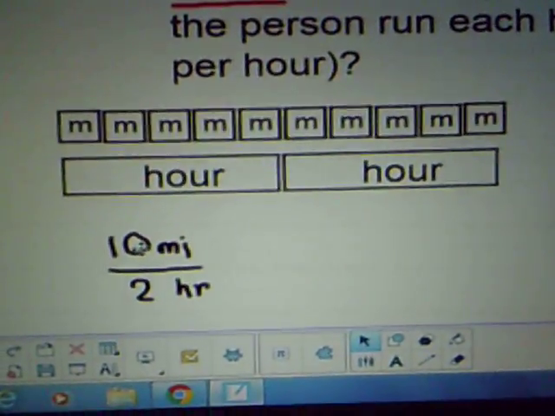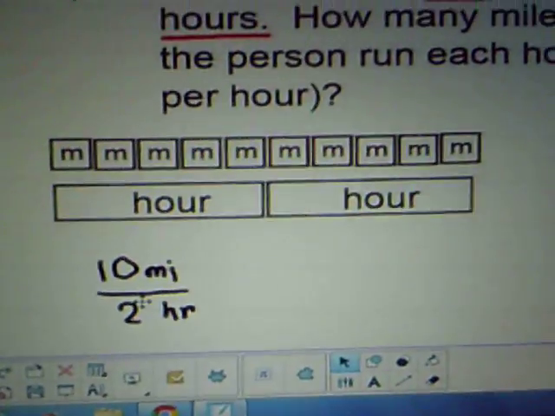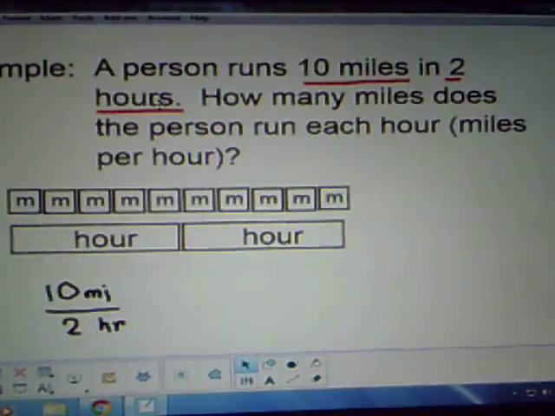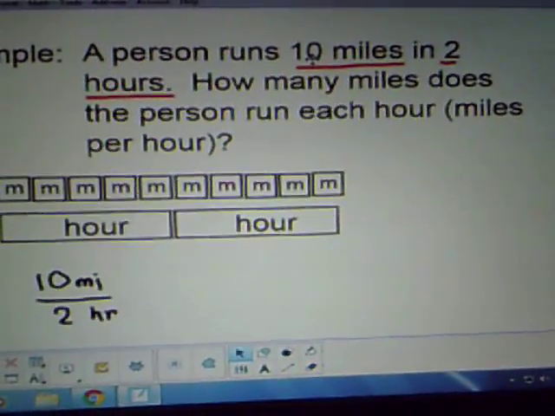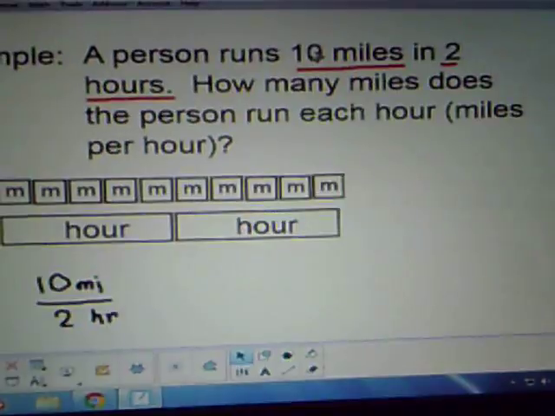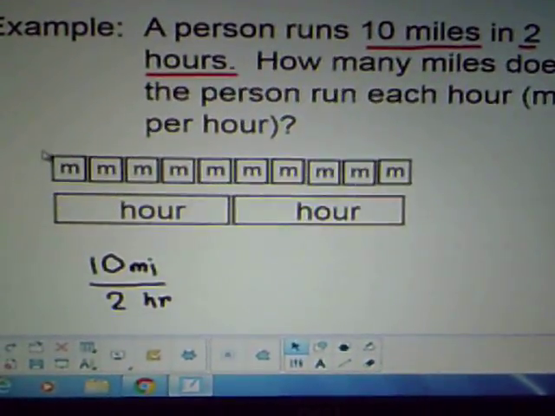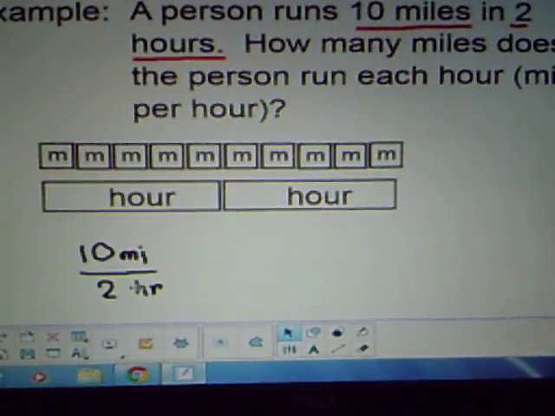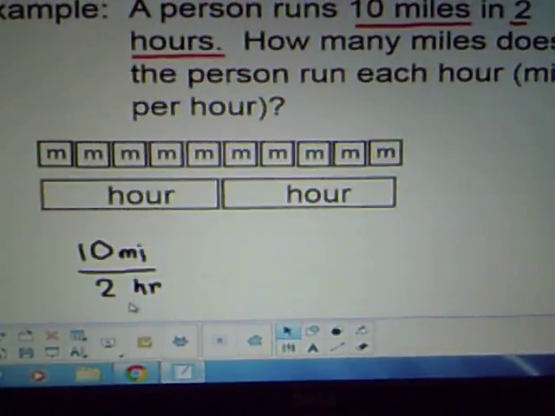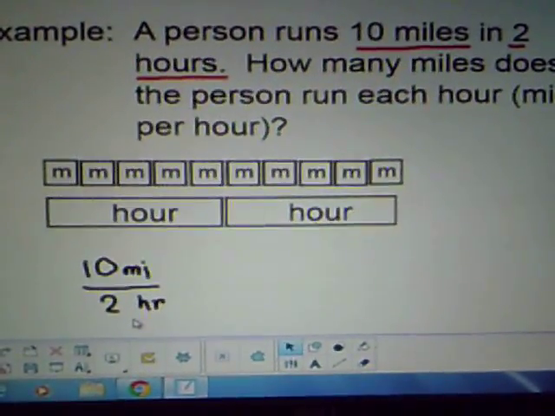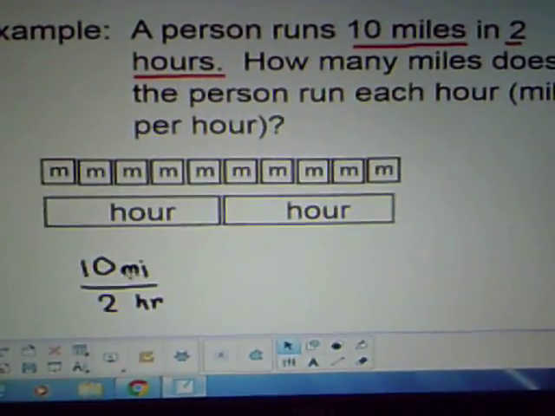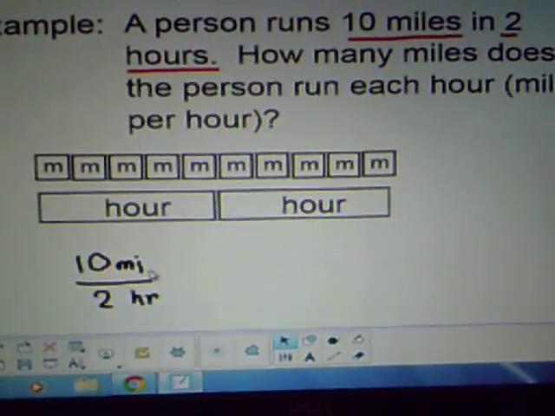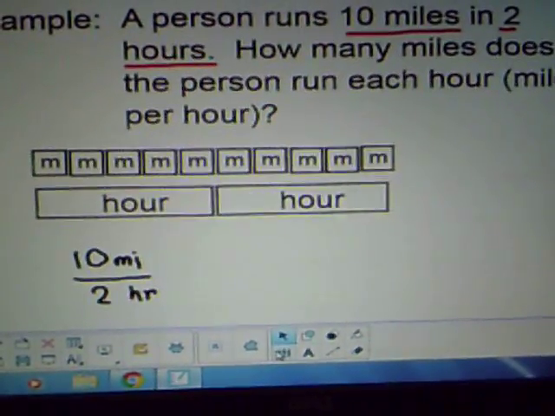I even set up a ratio, 10 miles to 2 hours. You can always look into the problem to find the ratio to set up as your starting point. In this case, the ratio is 10 to 2, 10 miles to 2 hours. Once again, 10 miles for every 2 hours. When setting up your ratio in order to find the unit rate, it's important to use labels such as miles and hours. And you can abbreviate them like I did here, MI for miles and HR for hours.